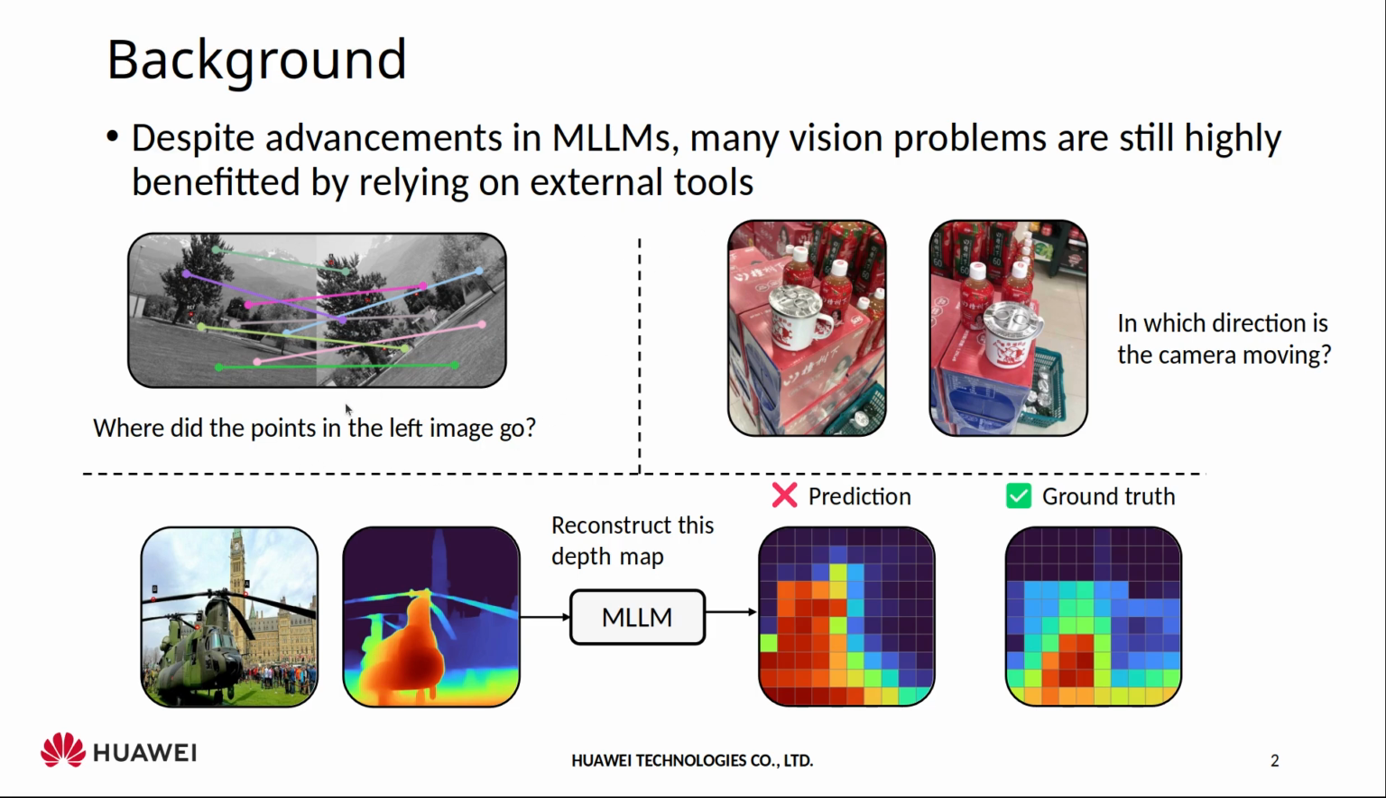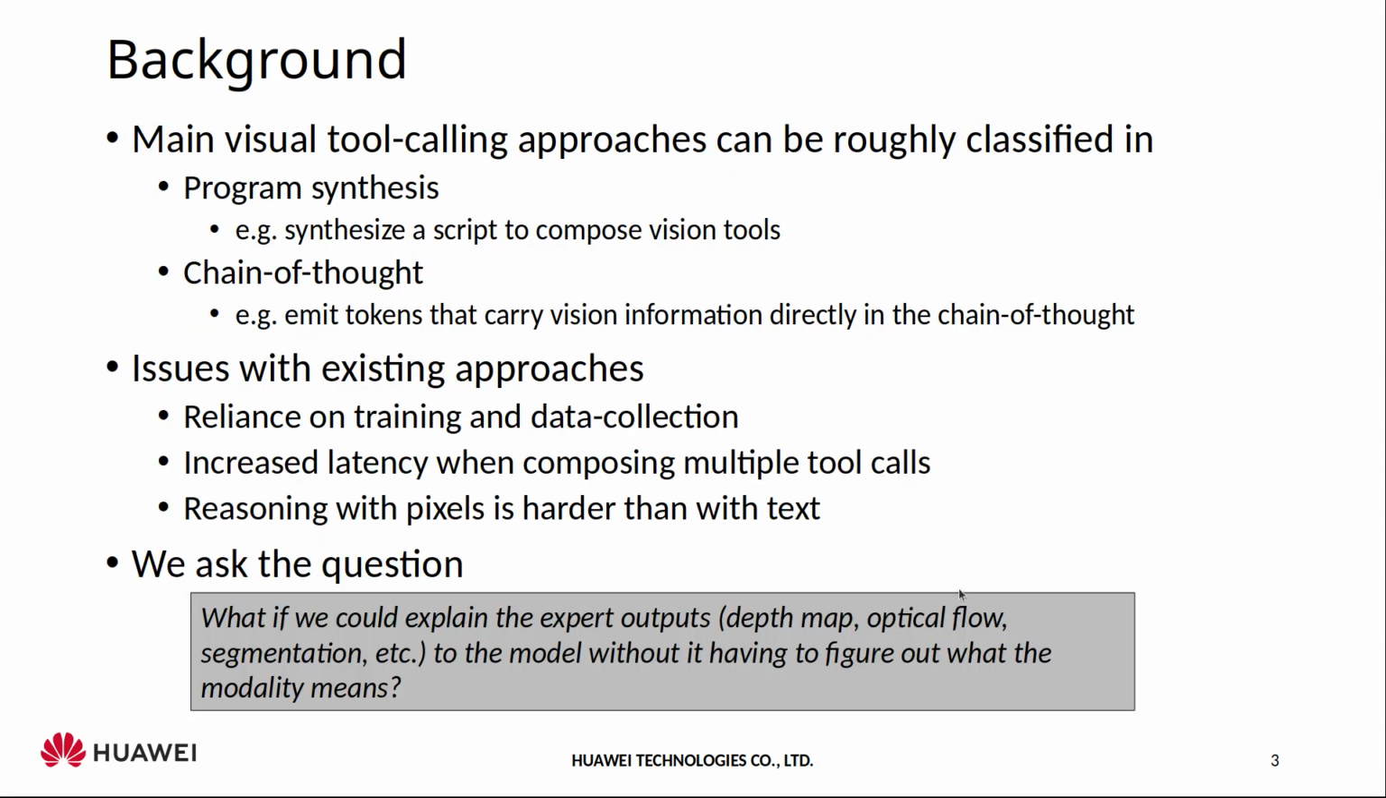as this one, where you get two views of the same image and you have to find matching points. This problem, where you are given two camera views and you have to infer where the camera is moving, or this problem where the MLM is given a depth map and is tasked with reconstructing the information that it was given. We studied this in our paper and we see that the prediction gets severely degraded with respect to what it should have looked like.